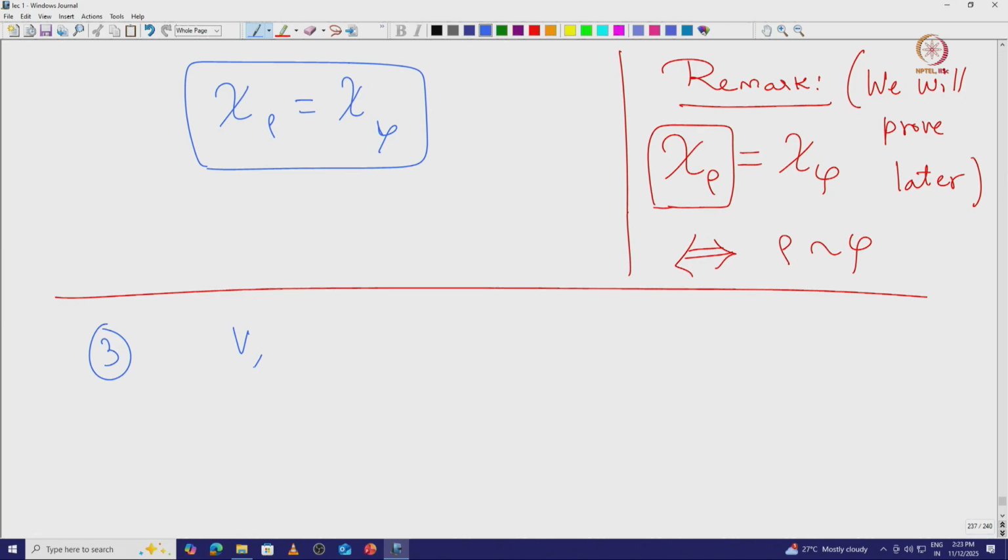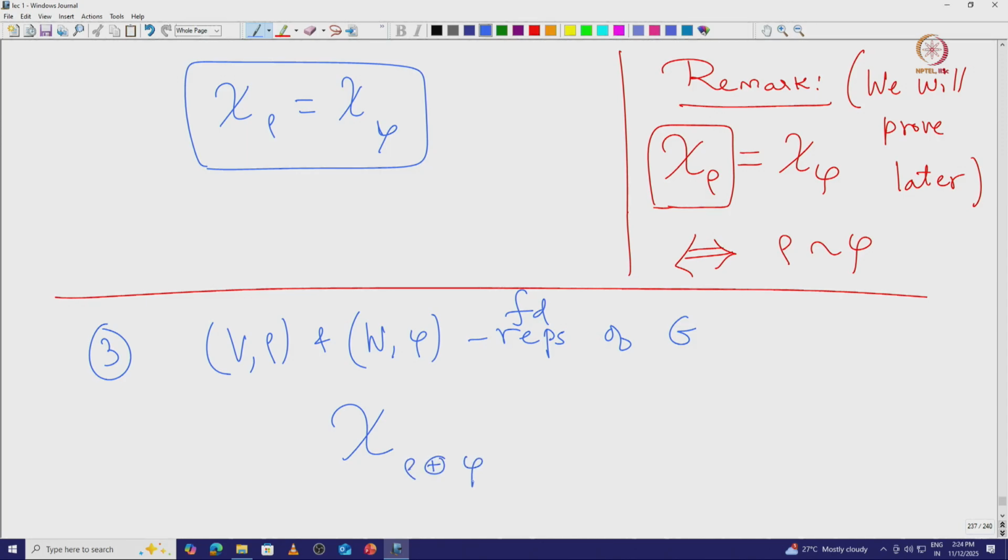If we take V and W to be two representations as before, let me use V, rho and W, phi. These are given representations, again all of them finite dimensional representations of G. Then if we compute the character of the direct sum rho direct sum phi, this is going to be exactly equal to the sum of the characters, chi rho plus chi phi.